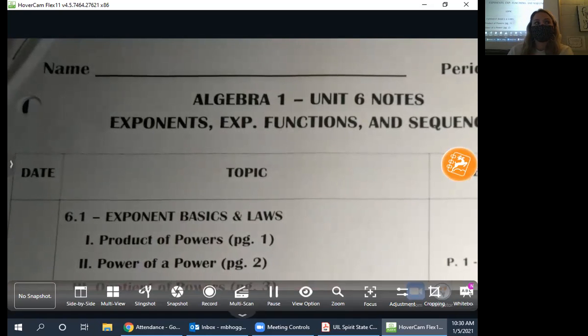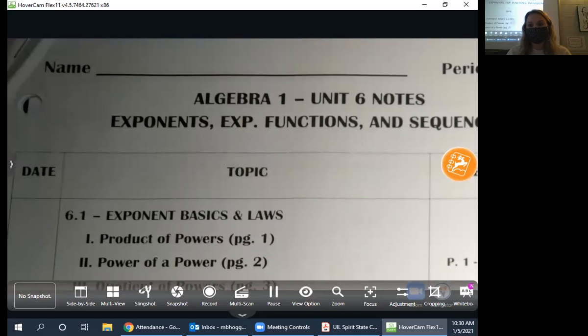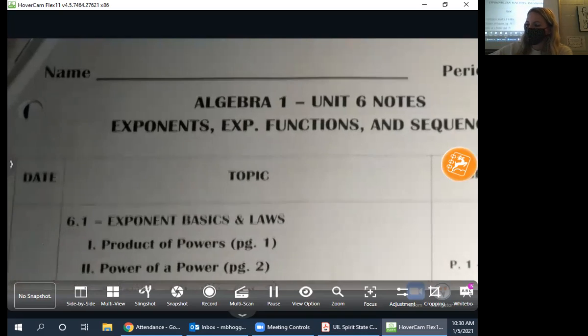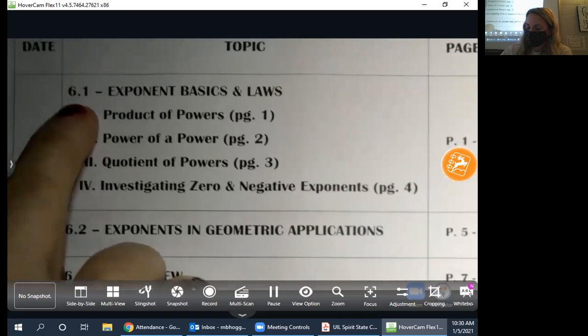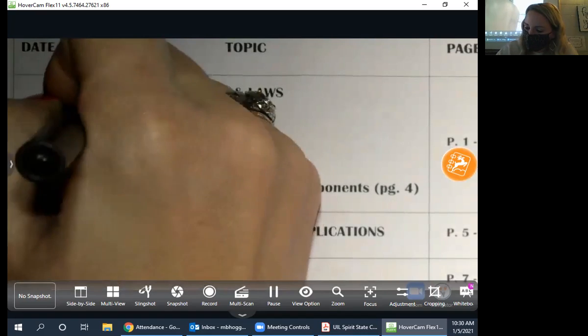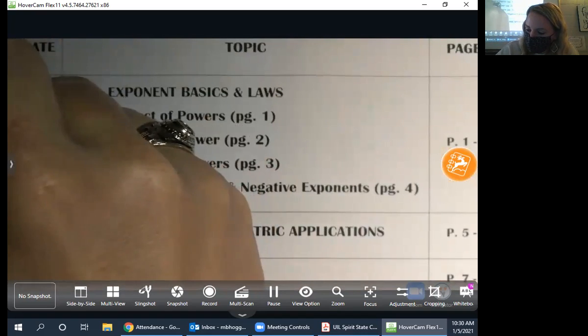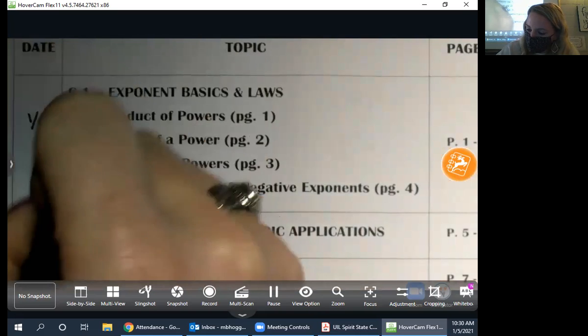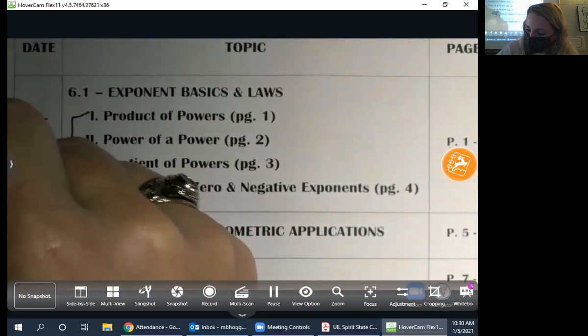It is part of PEMDAS, right? Exponents. It's the E in PEMDAS. It's parentheses, then exponents. So it's pretty high on the list. But if you look at this first page of your notes packet, you see 6.1 is broken down into 4 parts. We're going to cover these 2 parts today, and then these 2 parts tomorrow.